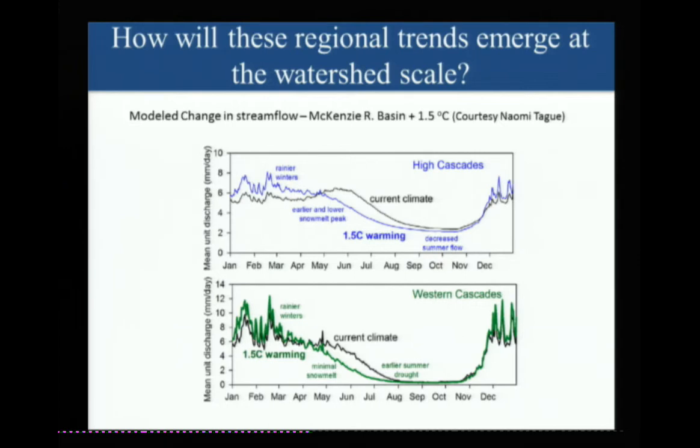So just as an example here, I'm showing two modeled hydrographs of the response of stream flow to a 1.5 degree warming climate in the Oregon Cascades, and this is courtesy of our collaborator Naomi Teague. And here these watersheds differ based on their geology. And so the idea is that differences in the characteristics of a watershed can lead to a different response to the warming climate. The question that I'll be exploring here is differences in the climate at the watershed scale.